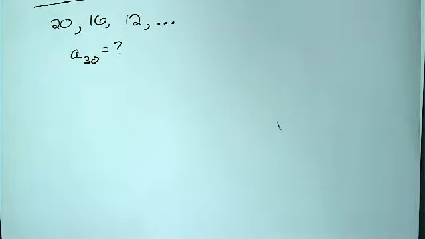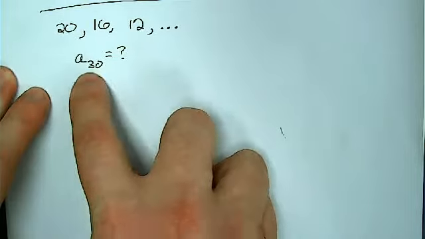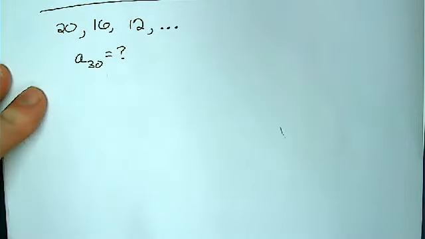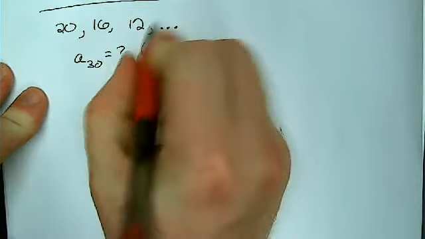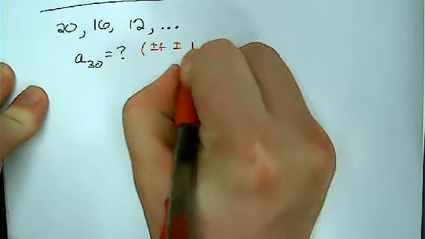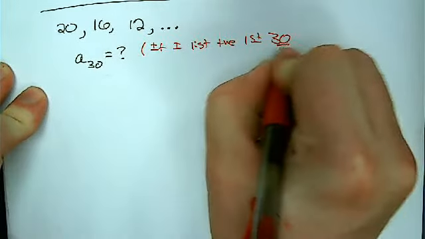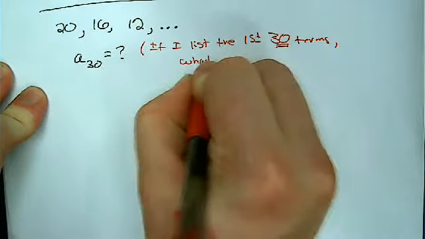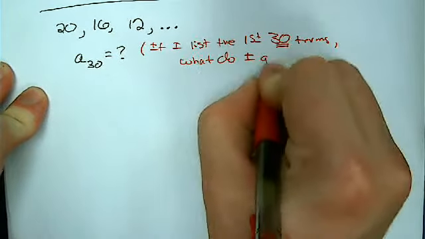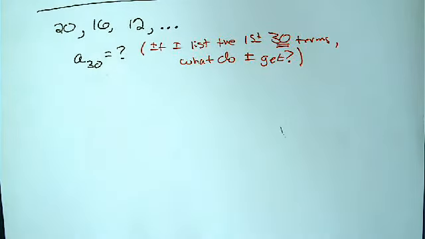All right, so here's my sequence. It starts off 20, 16, and 12. My ultimate question is, what is the 30th term in the sequence? What I'm really asking here, to clarify, is if I list the first 30 terms, what do I get? That's really what this is about. If I go out 30 times, where do I end up?